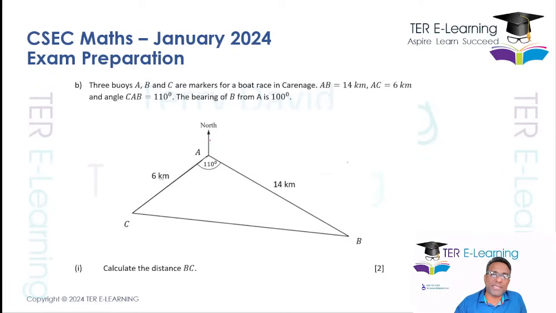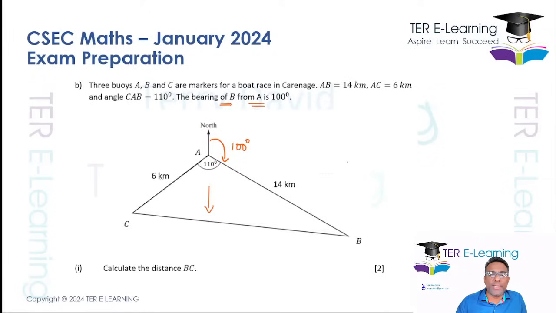So what that means is that this angle here, the bearing of B, that's where you want to head. From is where you're going to draw your north line. So this angle here is 100 degrees, right? Now the first thing we want to do is to calculate this distance BC here, right?